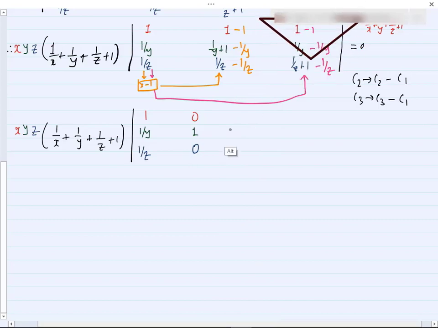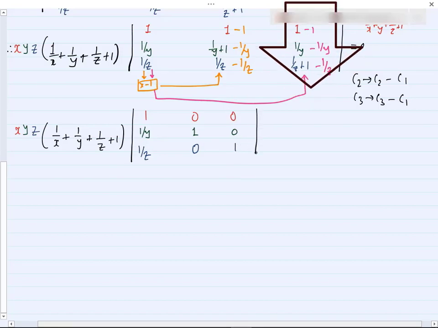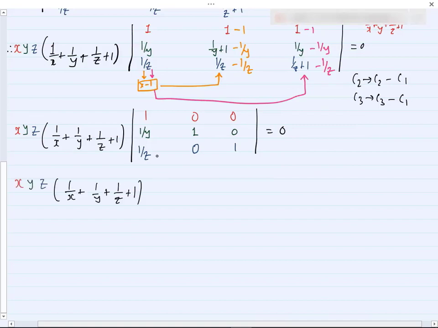Now it's time for the third column. 0, 0 and 1. Our common factors will be as they are, and we have a lower triangular determinant, and its value is the multiplication of principal diagonal elements. So let's multiply 1 into 1 into 1, which is equal to 0.